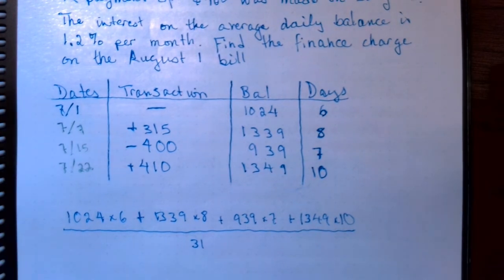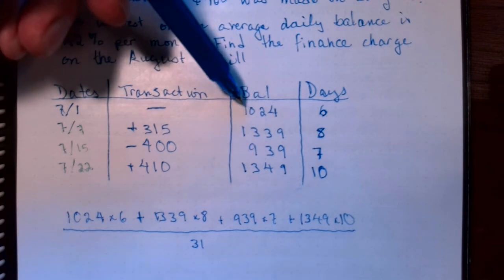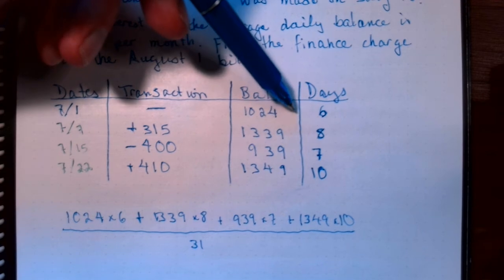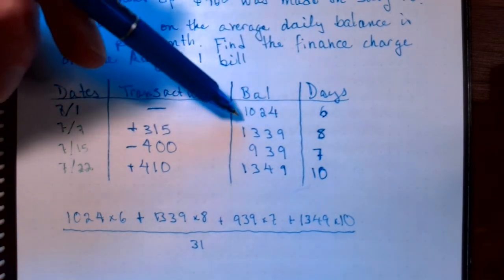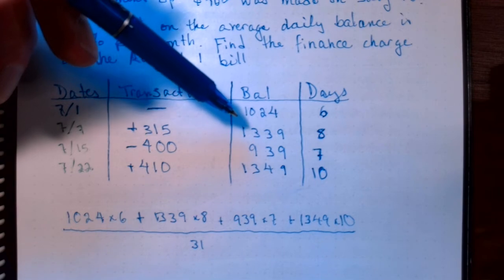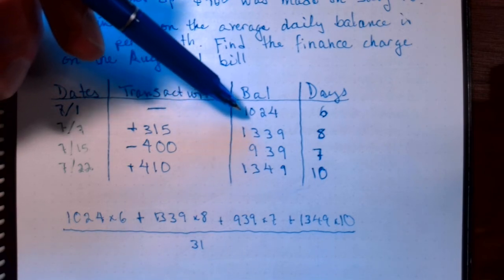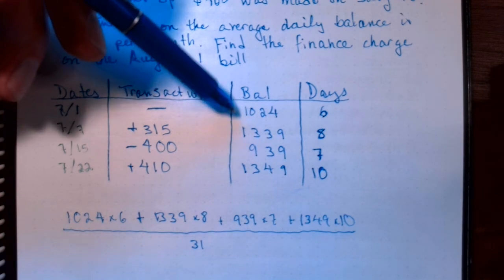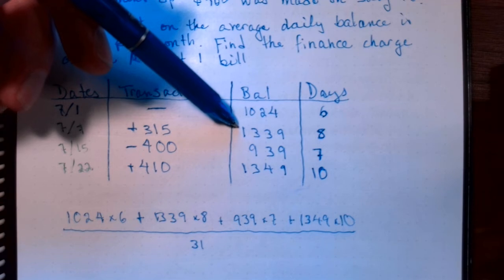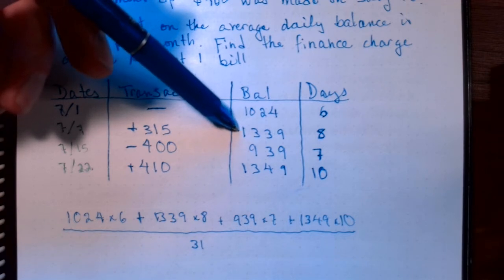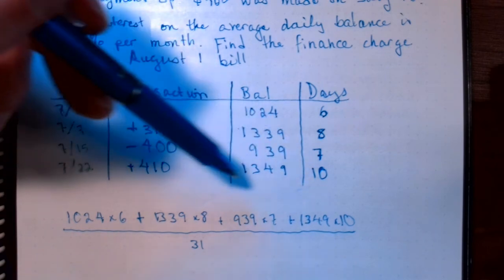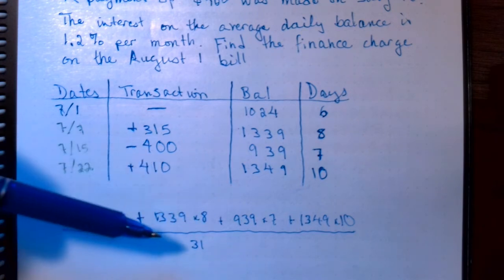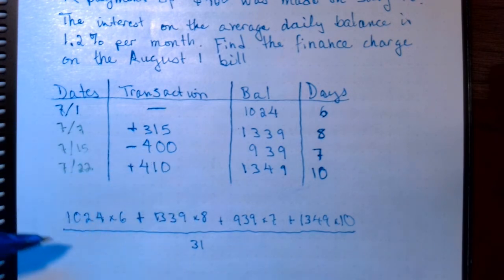Notice what I'm doing here. I'm taking the balance times the number of days. If I were to give you a list of the balance every day in July, it would say 1024, 1024, 1024, 1024, 1024, 1024. It would say that 6 times for the first 6 days of July. Then the balance would switch to this, and it would say that 8 times, and then it would go here 7 times, and then it would go here for the last 10 days. We'd have to total all those out and then divide by the 31 days. This is a shortcut way of doing it.